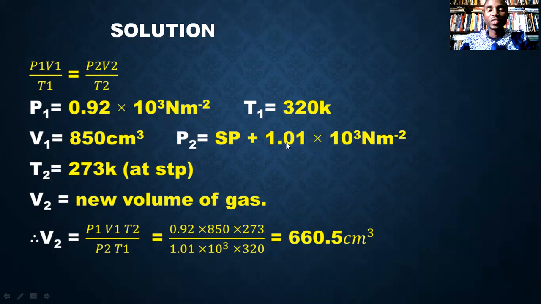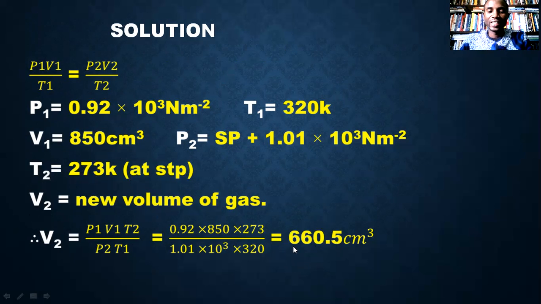It's also when I was giving standard temperature and pressure, STP, standard pressure in Newton per meter squared is given as 1.01 times 10 raised to the power of 3 Newton per meter square. Then T2 is 273 Kelvin, which is the standard temperature. Then V2 is what you are looking for. And with that, you just substitute. When you look for V2, you substitute rightly, and you will have this as your final answer.